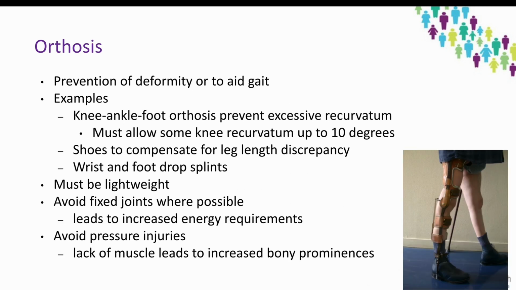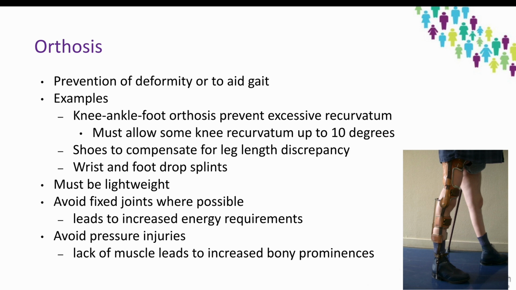So part of the treatment is orthoses. These can be used as a prevention of deformity or as a gait aid. There are a lot of different orthoses available, but an example is a knee, ankle, foot orthosis, which is used to prevent excessive recurvatum. You must allow for a small amount of knee recurvatum, as I said, to allow the line of gravity to go in front of the knee, but this should only be up to about 10 degrees.